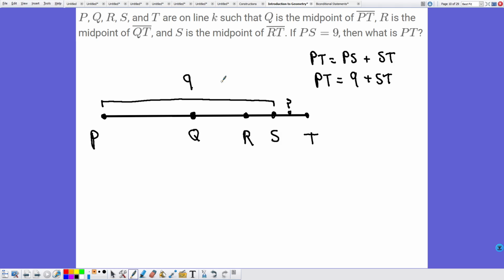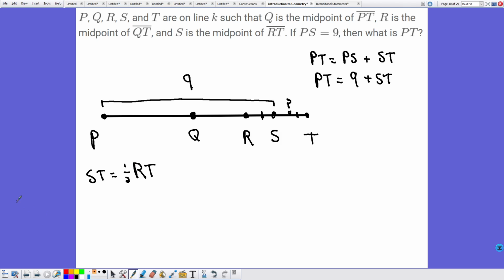Well, let's figure out what we know about ST. So ST, we know S is the midpoint of RT. That's something they gave us. So what that means is S is going to split the segment RT into 2 equal pieces, like this. But what this also means is that ST has a value of 1/2 of RT, because again, the midpoint splits it in half. So ST is equal to 1/2 of RT.